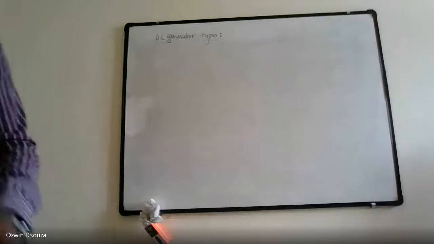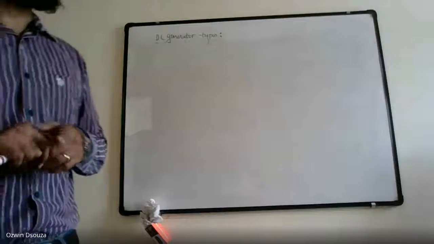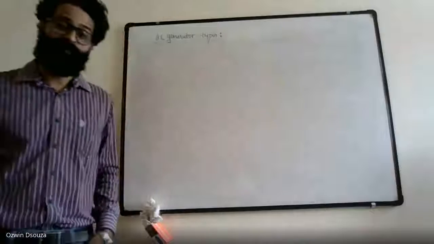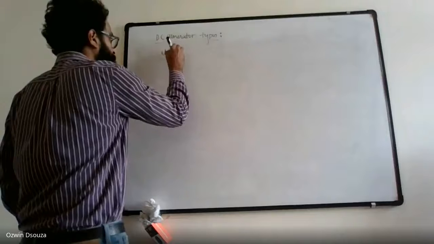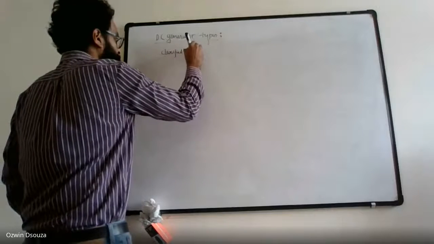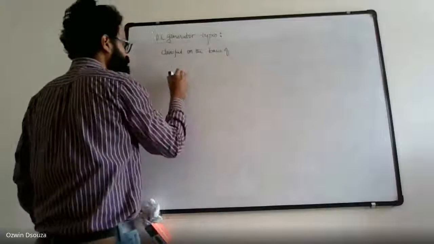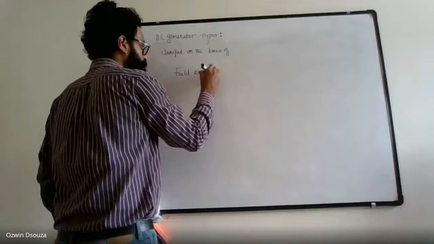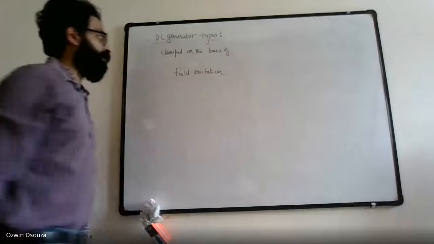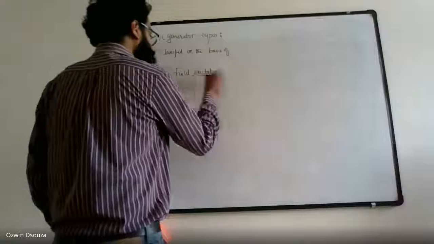Types of DC generators. DC generators, or rather DC machines, are classified on the basis of field excitation. Okay. What do you mean by field excitation? What do you mean by excitation?